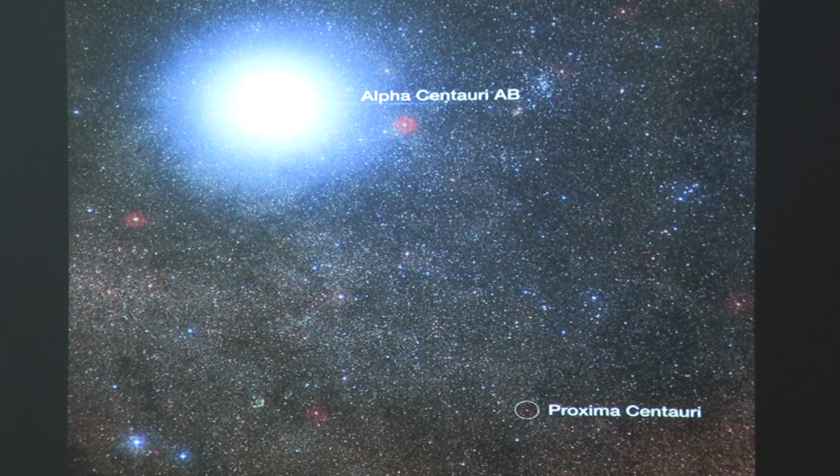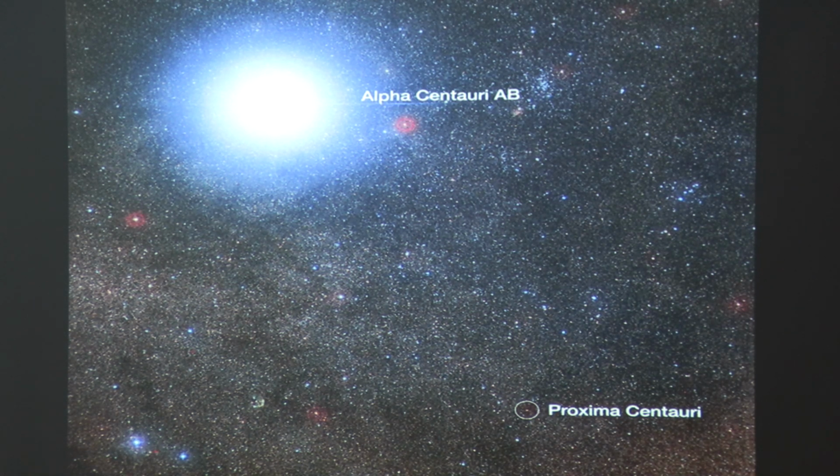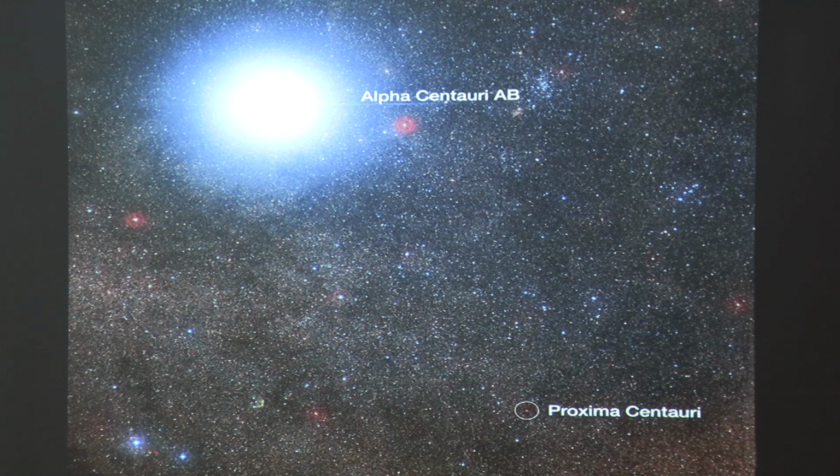Question. Do the different types of stars, as far as the size and the type go, do they tend to form in certain regions of the galaxy, like closer to the center or closer to the arms?